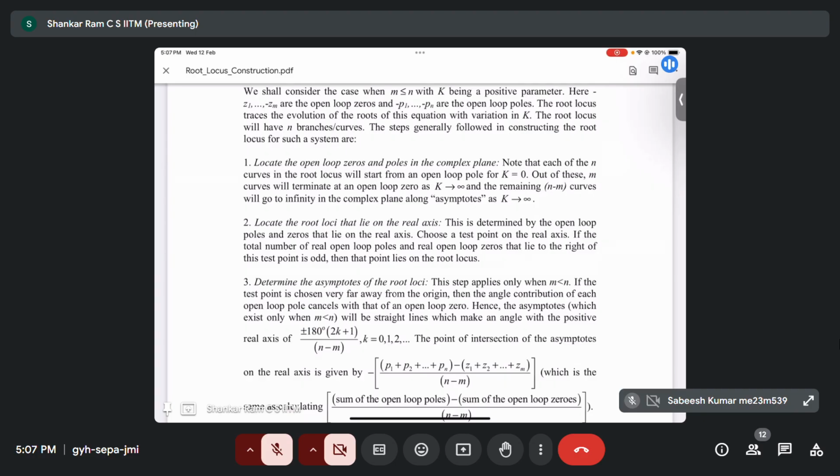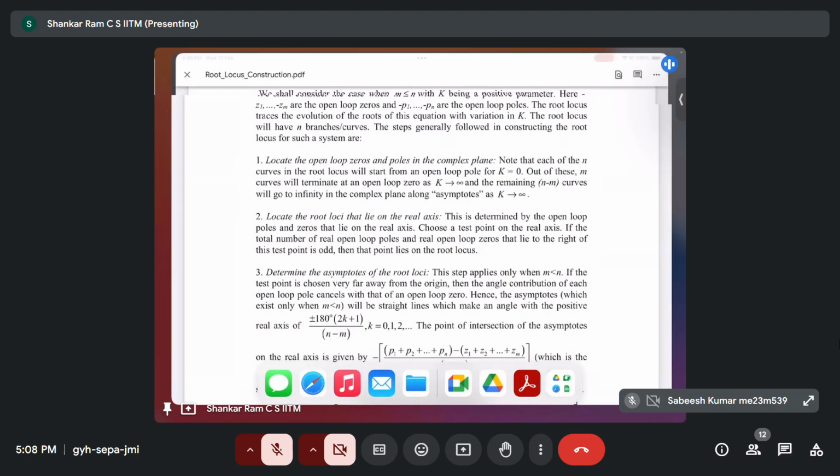Let's first read the step. Then we will go to the handwritten notes, and then I will explain the logic behind this step. If we want to locate the portion of the real axis that lies on the root locus, we take a test point on the real axis. If the number of real open loop poles and real open loop zeros to the right of the test point is odd, then the point lies on the root locus. So that is the second step. What is the logic behind this?